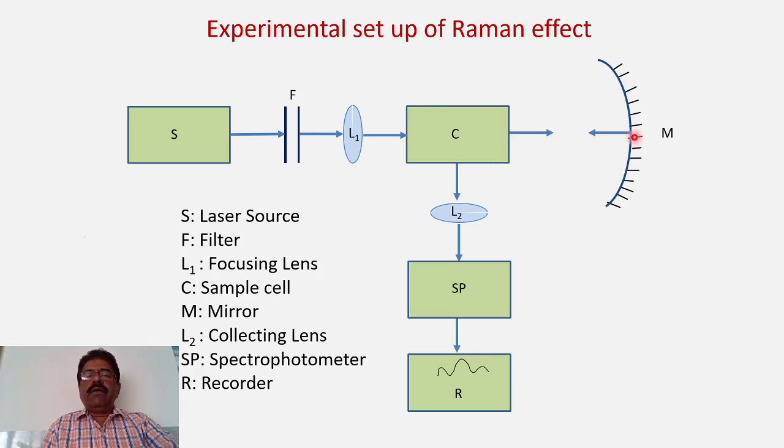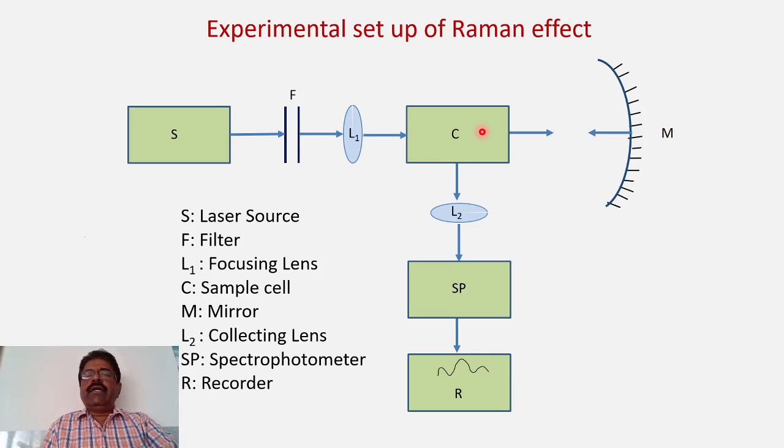Then this is the mirror. This is the optical system consisting of lenses L1, L2 and this mirror. Lens L1 is used to focus the incident light on the sample cell, and the mirror reflects whatever transmitted light back again towards the sample. So maximum radiations will be utilized in order to illuminate the sample.